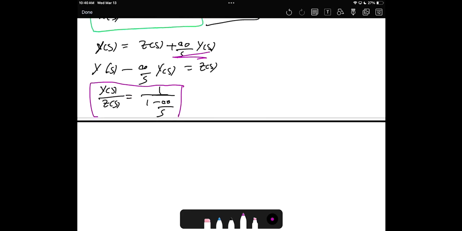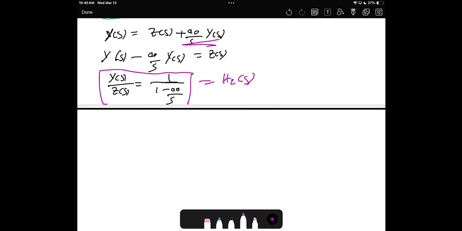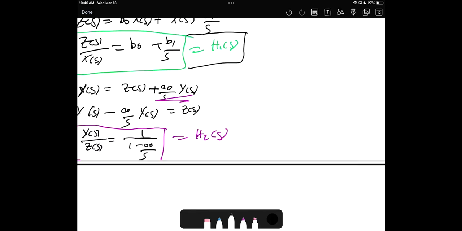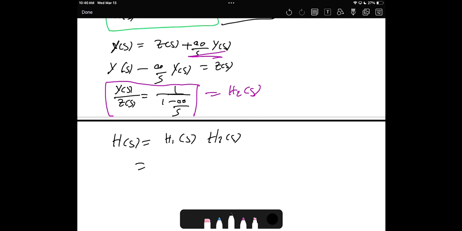Now, we just calculated h2 of s. Remember, our target is to find the total transfer function. So the total transfer function, h of s equals h1 of s times h2 of s. So h1 of s was b0 plus b1 over s, times h2 of s, which is 1 over 1 minus a0 over s. Okay?